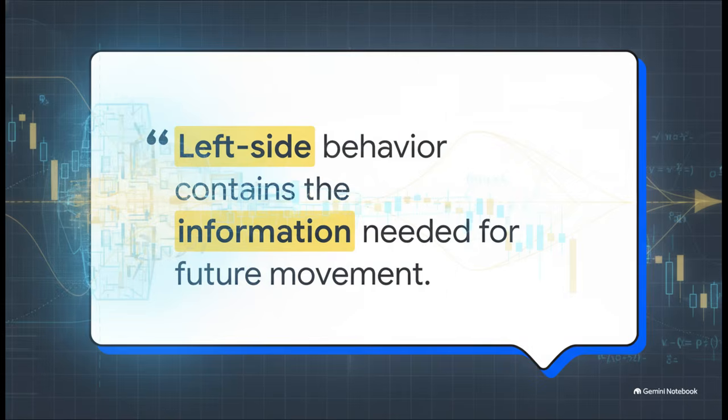And that brings us to a really fundamental concept, the context preservation principle. The idea here is that a behavioral sequence literally cannot be evaluated independently from its structural origin. Simply put, the left side behavior, the stuff that's already happened, contains the exact information needed for future movement. Every single market movement has a memory, right? And this framework is specifically designed to capture and preserve that memory mathematically.